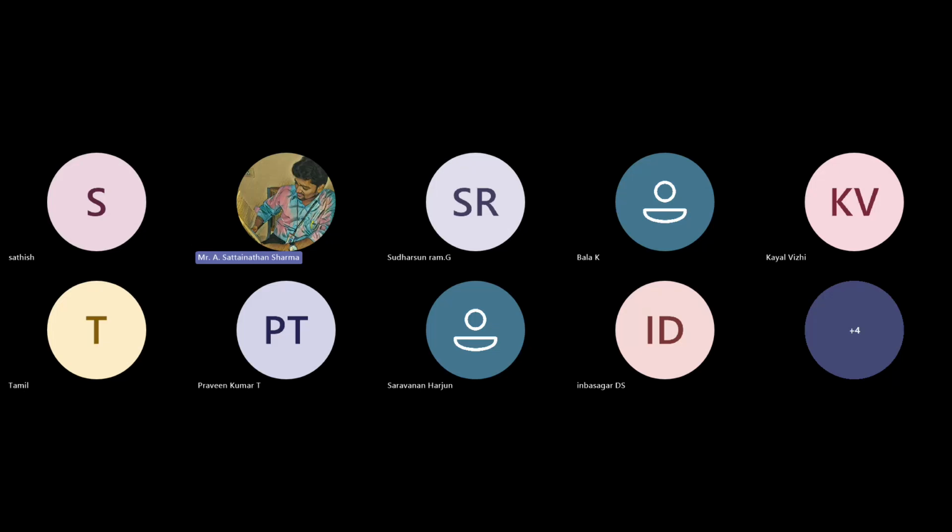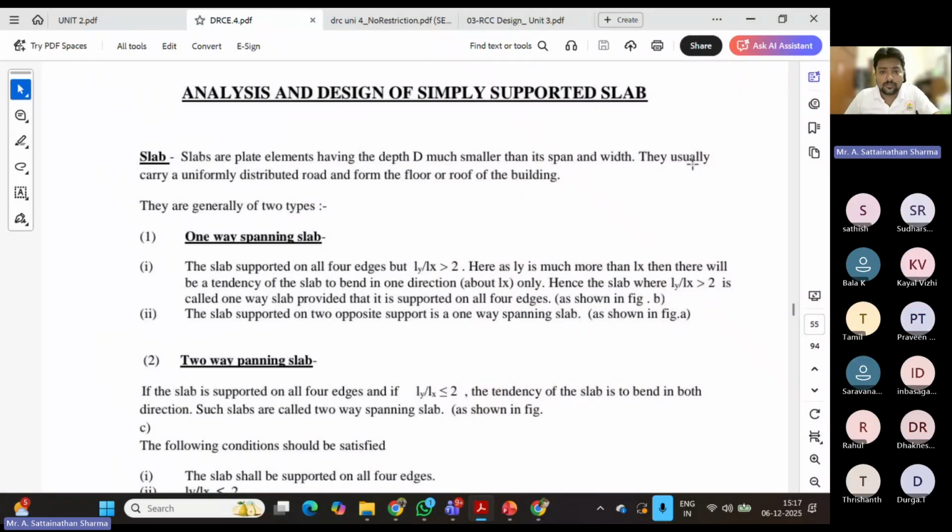What I'm going to brief in this lecture is slabs. So slab comes under which unit? Unit number three. First unit is all about working stress. Second unit is all about limit state method, beams and shear design, torsion and all. So third unit is slab and staircase.